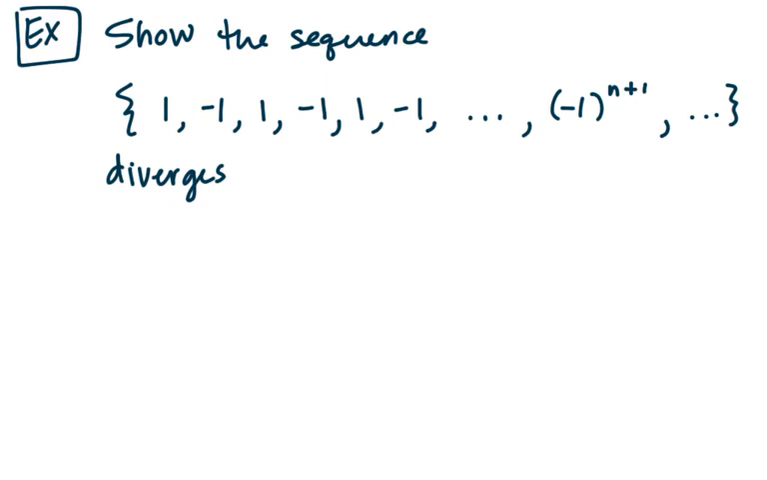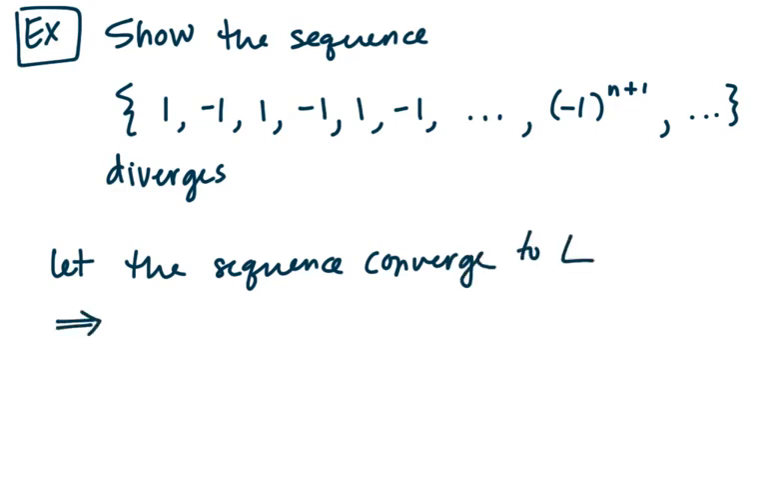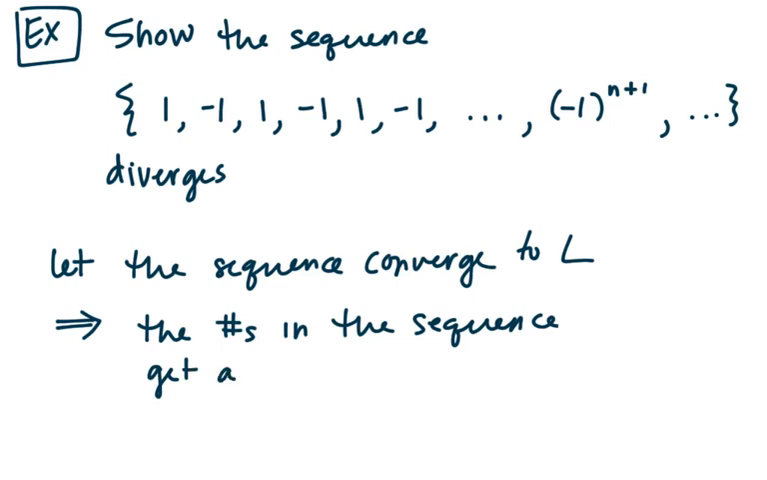So we'll start this problem off and say, let the sequence converge to L. If we do that, then the numbers in the sequence eventually become arbitrarily close to that L. We're assuming it converges, so all of the terms, all of those numbers in the sequence, get arbitrarily close to L. However, if this keeps oscillating forever, this can't occur.